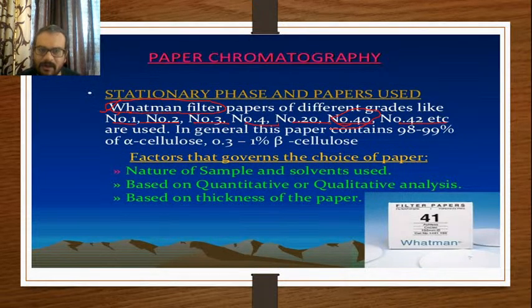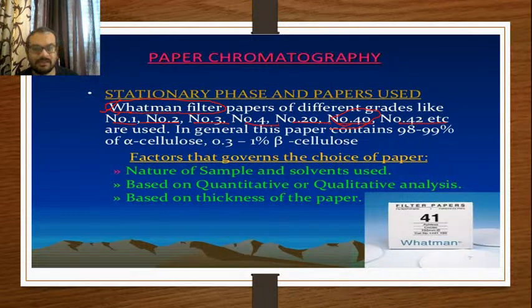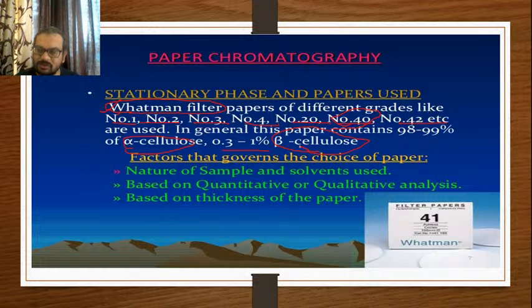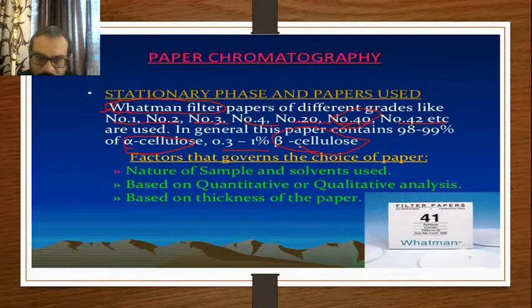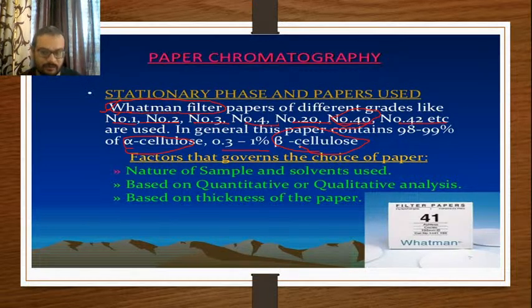In general, this paper contains 98 to 99% of the alpha form of cellulose and 0.3 to 1% of the beta form of cellulose. These two cellulose forms are there in your Whatman filter paper. As we all know, it is made up of cellulose fibers, out of which alpha cellulose is 98 to 99% and beta cellulose, which is a varied form of cellulose, is 0.3 to 1% of your filter paper.